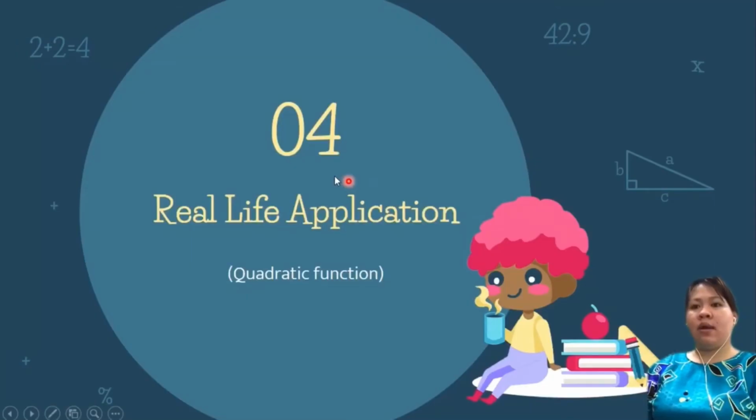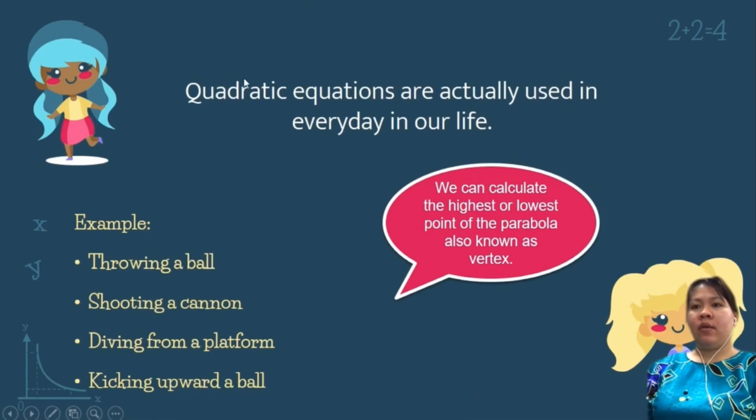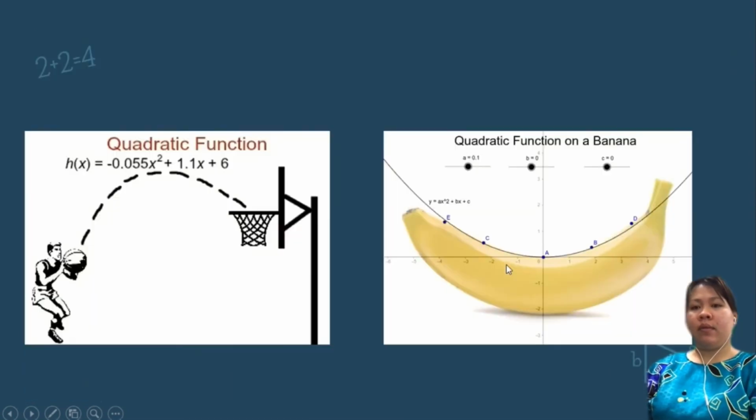Okay, I will cover subtopic 4, which is real-life application of quadratic function. We know that quadratic equations are actually used every day in our life. For example, throwing a ball, shooting a cannon, diving from a platform, or kicking a ball upward. So from these examples, we can calculate the highest or lowest point of the parabola, also known as the vertex.